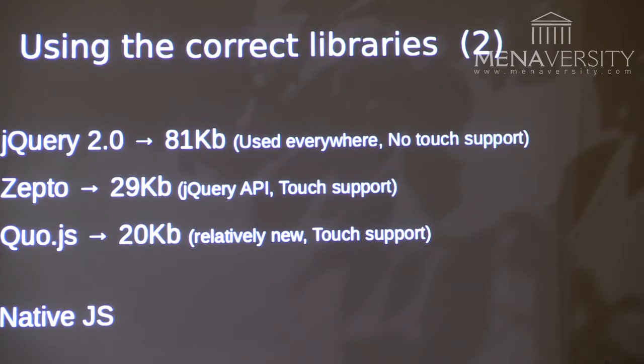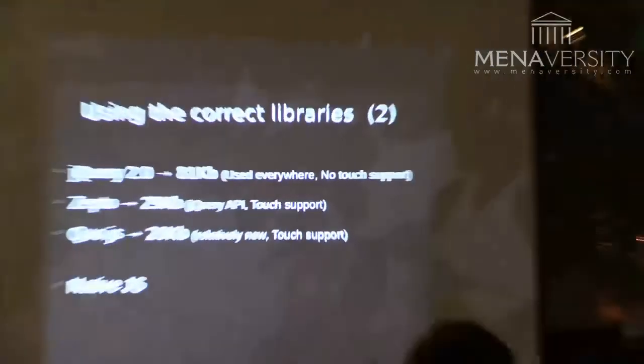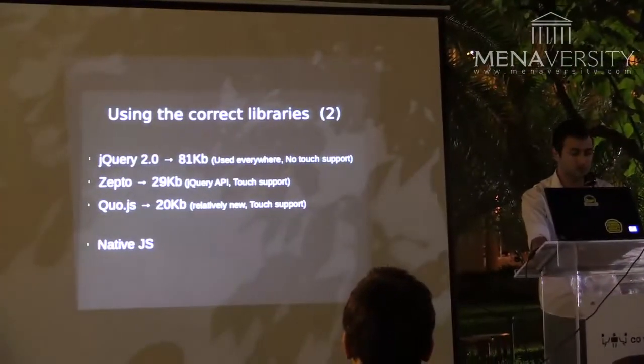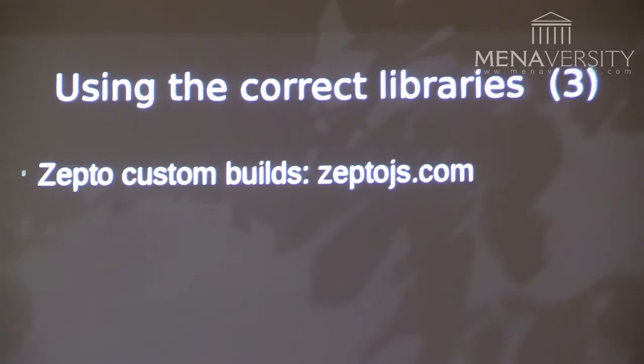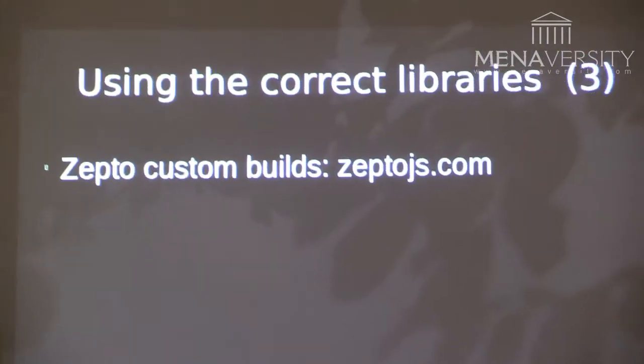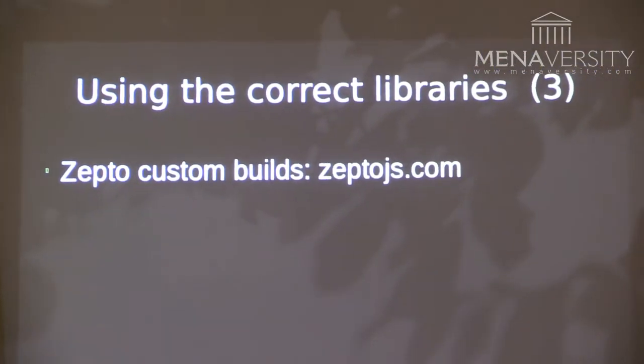But the trick here, we don't always have to use a library. Let's say your application doesn't have DOM manipulation, nor Ajax, nor this stuff. You don't have to use a JavaScript framework, but don't reinvent the wheel. If you have to use it, use it. Okay, and there's something pretty cool about Zepto. It does support custom builds. Let me show you what are custom builds.